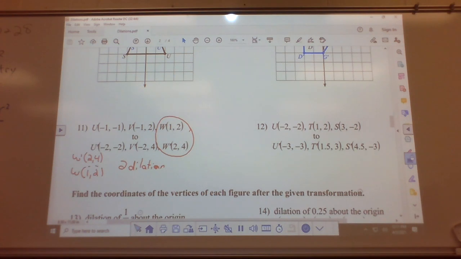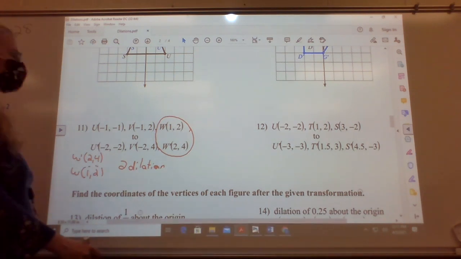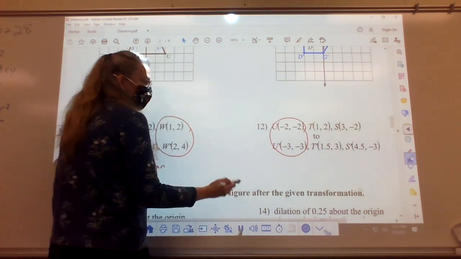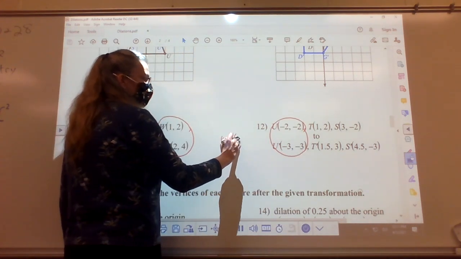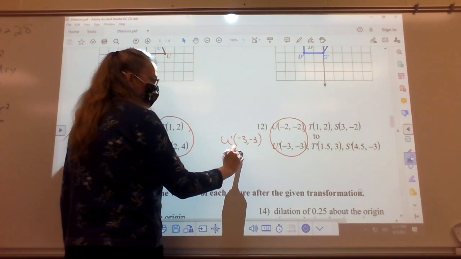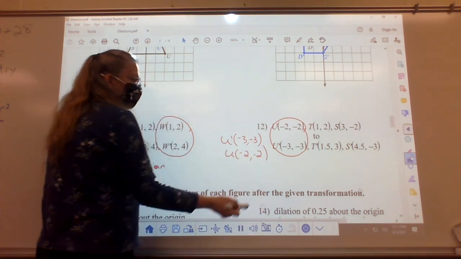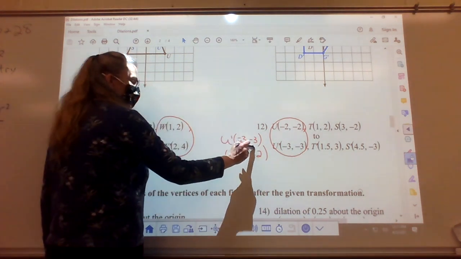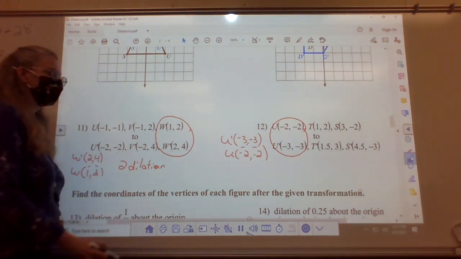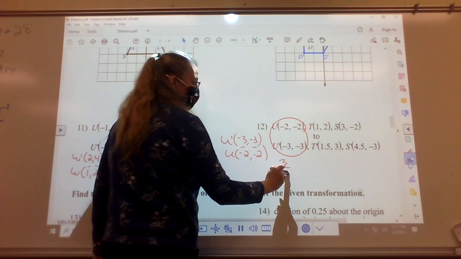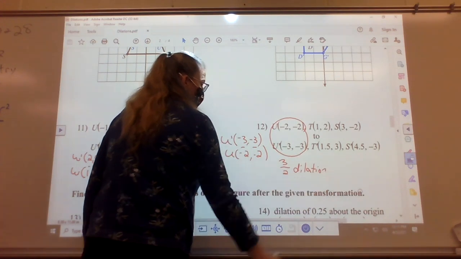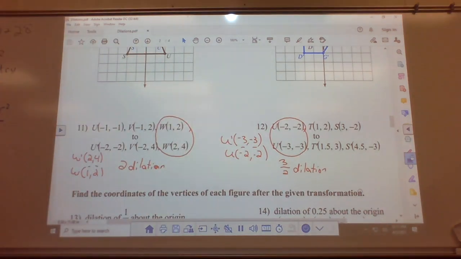Number 12, I'm picking U just because the others have some fractions or some decimals. So the new U on top, the old U on bottom. Well, they're the exact same number. Make it a fraction. -3 over -2, well, the negatives can just cancel out. So I get a 3 over 2 dilation. So it's a 3 over 2 dilation.